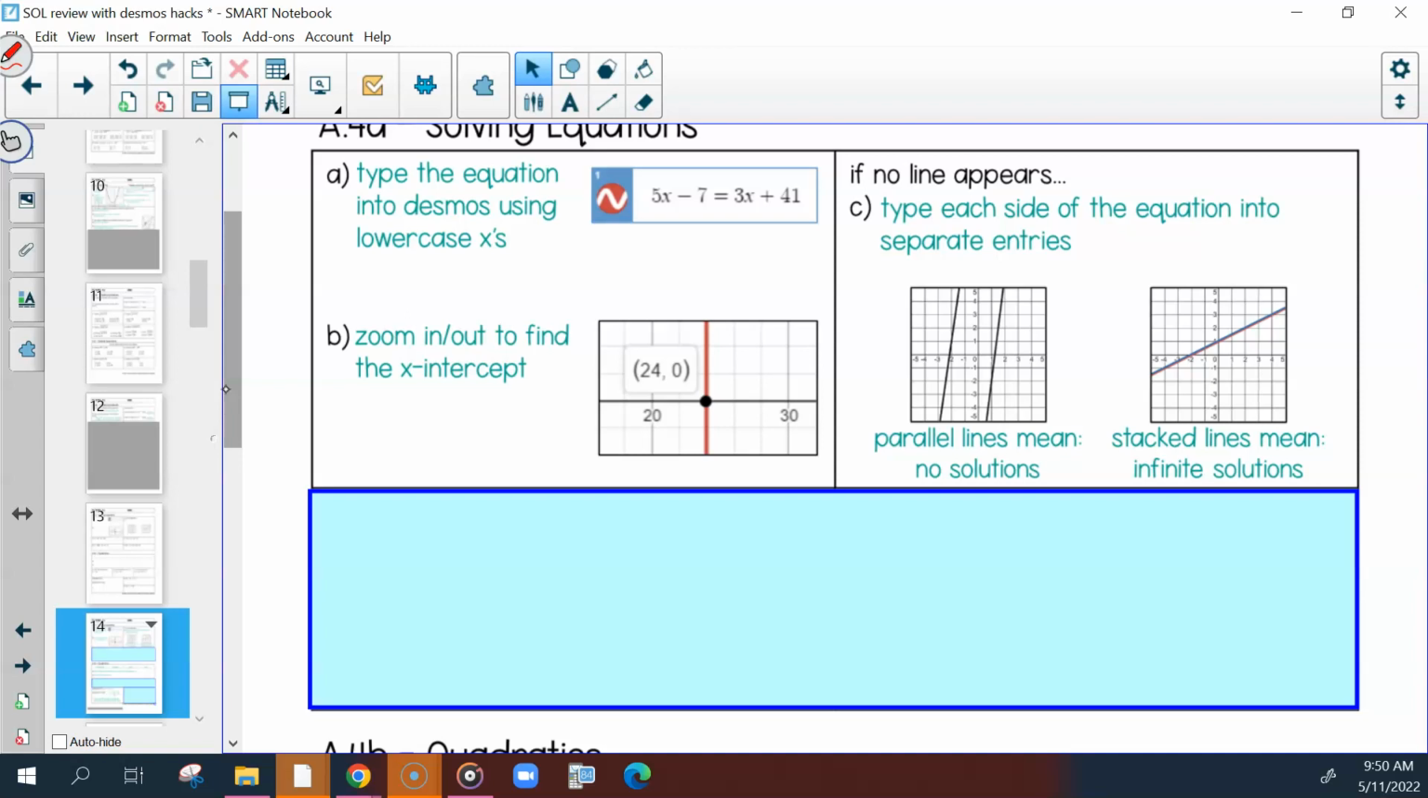And what line is one solution? One solution? Yes, one. There will be one line at one solution that crosses the x-axis. Anyone still writing this down?